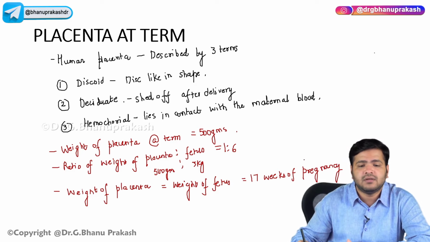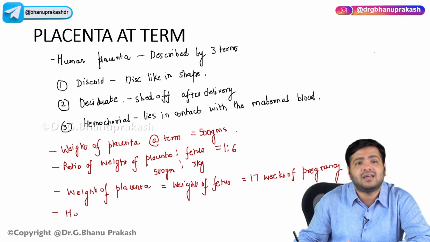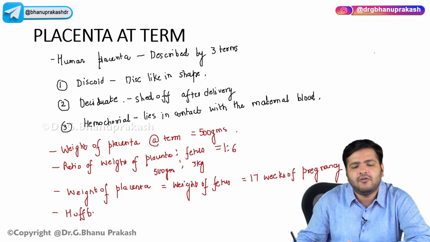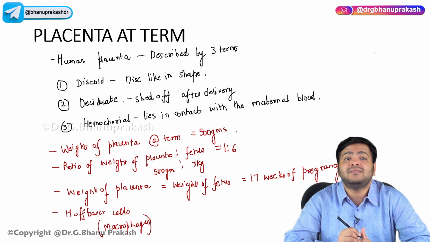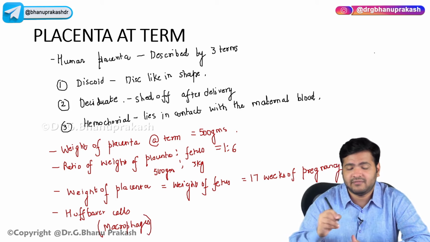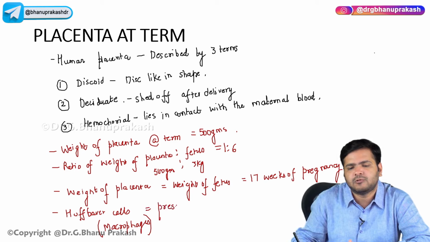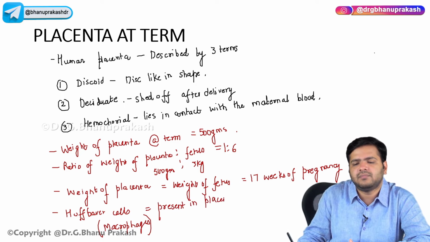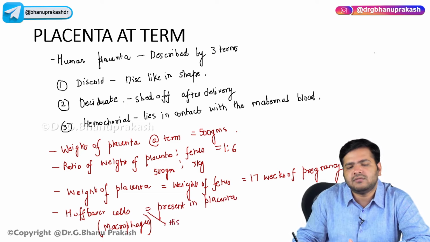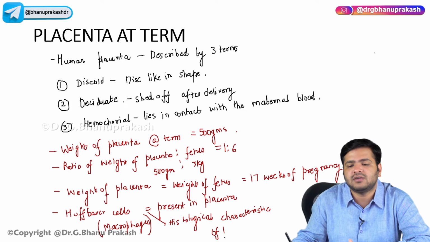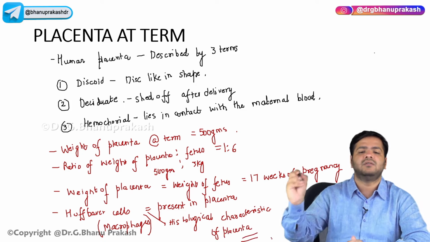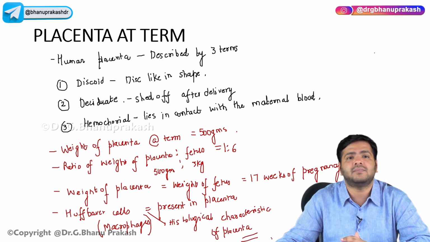And one more thing you have to remember: we have cells present in placenta called Hofbauer cells. These are actually macrophages, and they are the histological characteristic of placenta. It is not seen anywhere else. These cells are limited to placenta only. So that is about the placenta at term.